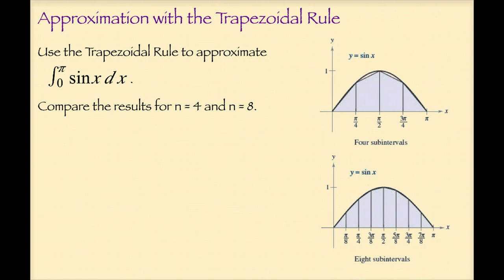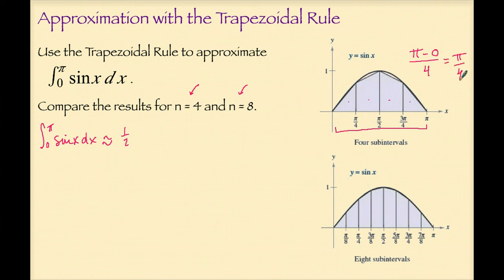All right, now it's time for an example. Let's use the trapezoidal rule to approximate the area under the curve sine x from 0 to pi. We'll use 4 subintervals and 8 subintervals and compare the results. So the integral from 0 to pi of sine x dx can be approximated in this way: 1/2 times the height of each trapezoid, which can be found by subtracting the endpoints of the interval, pi minus 0, and dividing by the number of subintervals we've chosen, in this case 4. So the height of each of these trapezoids is pi over 4.